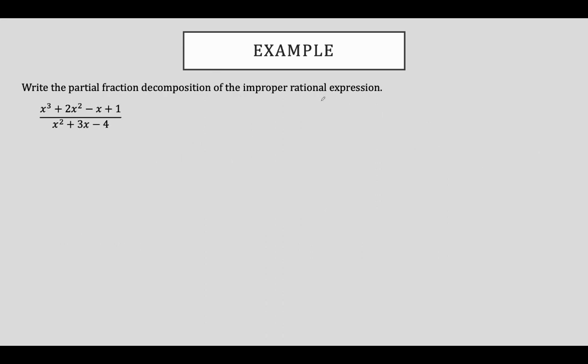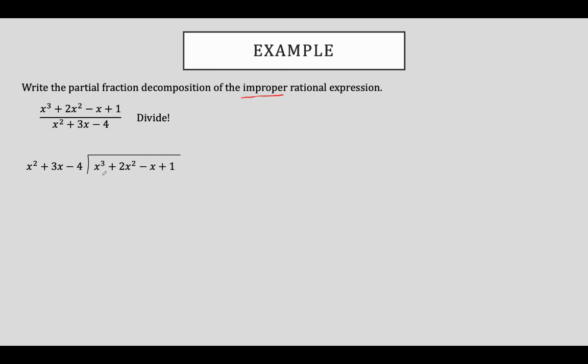Let's try another one. Write the partial fraction decomposition of the improper rational expression. Again, this means that the degree of the numerator is greater than or equal to the degree of the denominator. So here, the degree of the numerator is 3. The degree of the denominator is 2. We need to begin by completing polynomial long division.